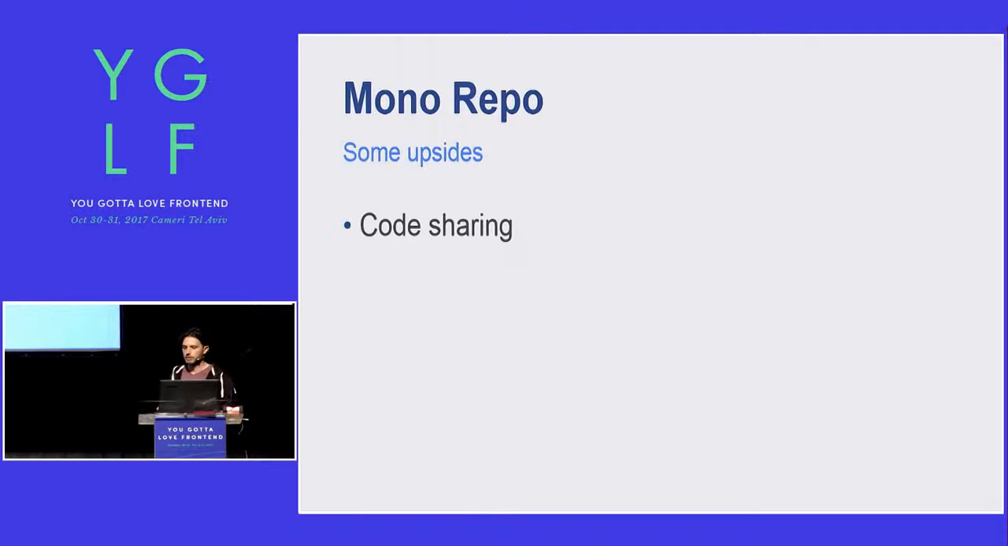Also, team collaboration is really, really easy since everyone's code is accessible. So I can search for something and it searches the whole code base.